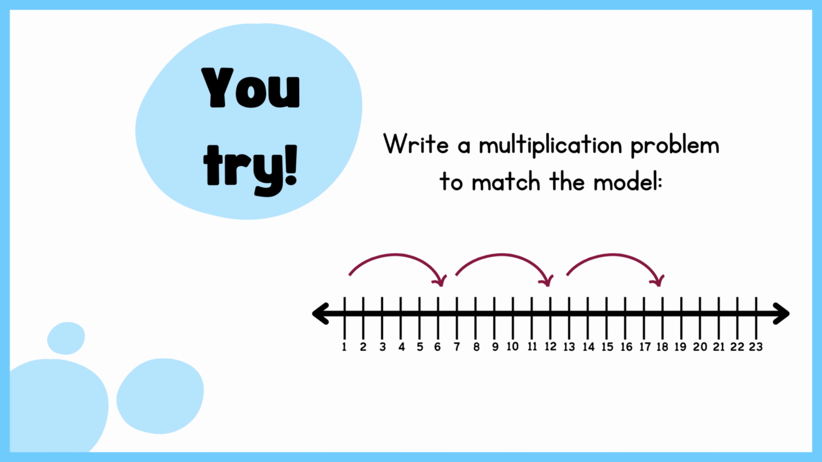You try. Write a multiplication problem to match this model. Pay attention to how many skips there are and what number is represented by each skip. The number represented by each skip is 6. And you can see that there are 3 skips. So what would be the multiplication problem? I will also give you 5 seconds again to answer it.